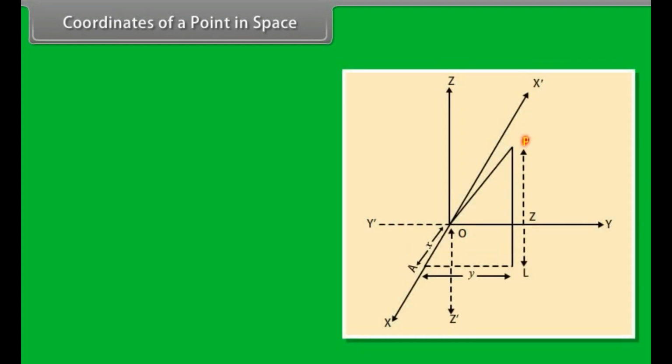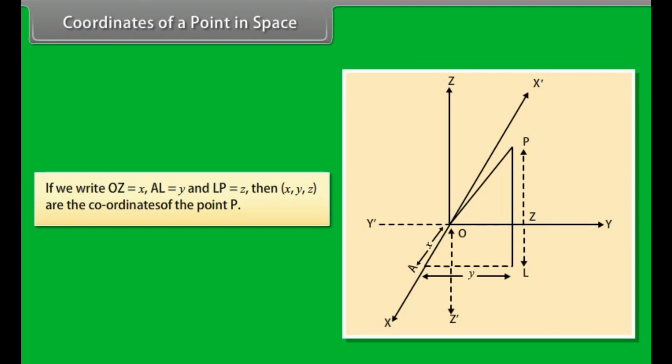Coordinates of a point in space. Let P be any point in space. Through P, draw perpendicular PL on XY plane meeting this plane at L. Through L, draw a line LA parallel to OY cutting OX in A. If we write OA is equal to X, AL is equal to Y, and LP is equal to Z, then X, Y, Z are the coordinates of the point P.